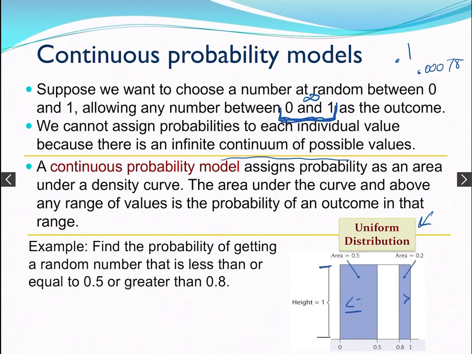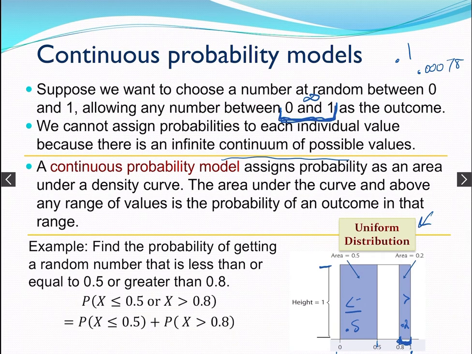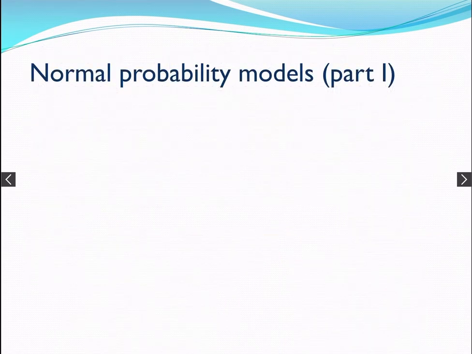Okay, so if it goes from 0 to 1, this area would be 0.5, and this area would be 0.2, because it's between 0, 1, and 0.08. So the total probability, when we add them together, would be 0.07. So this is our continuous probability model. We can also have normal probability models.